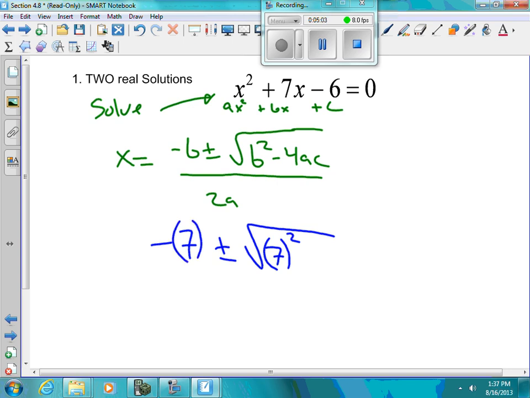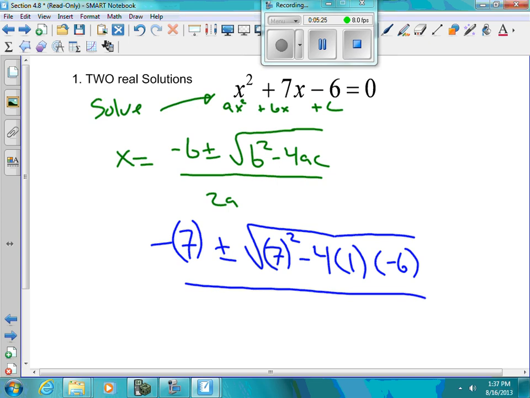We'll do it over here as well. Minus 4 is always in there. That number 4 is always in there. A. We don't see a number in front of x squared, so A is 0, right? Wrong. If there's no number in front, A is 1. And C is negative 6. We're multiplying 4 times A times C, 4 times 1 times negative 6, all over 2 times A, which is still 1.